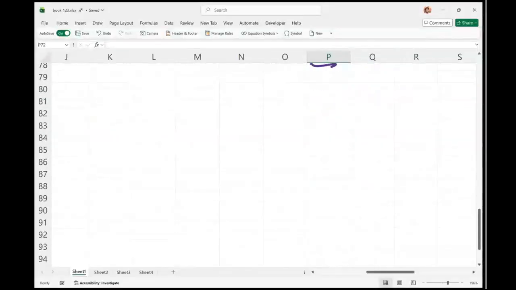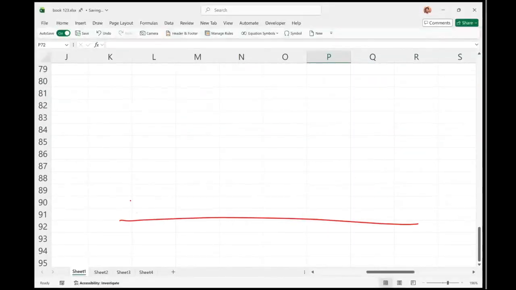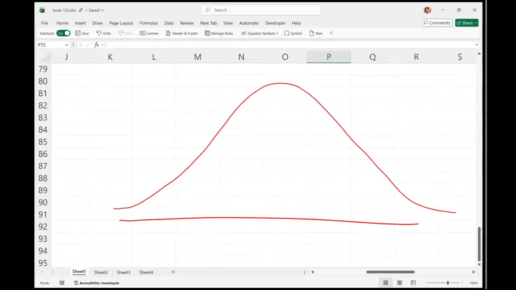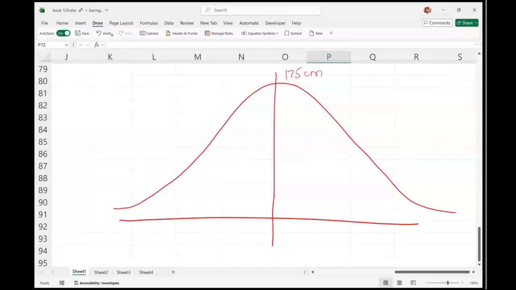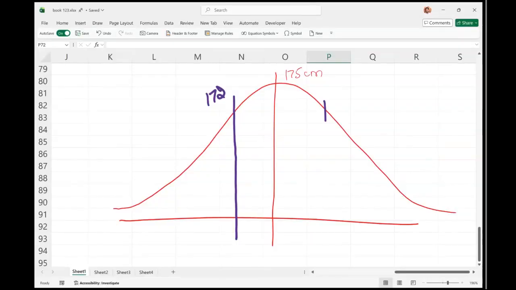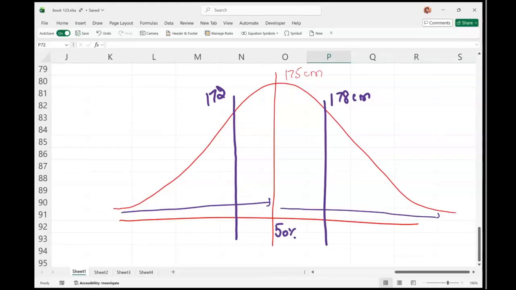For example, I'm going to redraw everything so that it doesn't create any hodgepodge. Going back to the example, this was 175 centimeter, and now I've moved 1 standard deviation to the left and 1 standard deviation to the right. So 172 centimeter came out, and down here it was 178 centimeter. This is the middle, 50% of the data on the left-hand side, and this is the 50% of the data on the right-hand side of the 1,000 data points we collected.